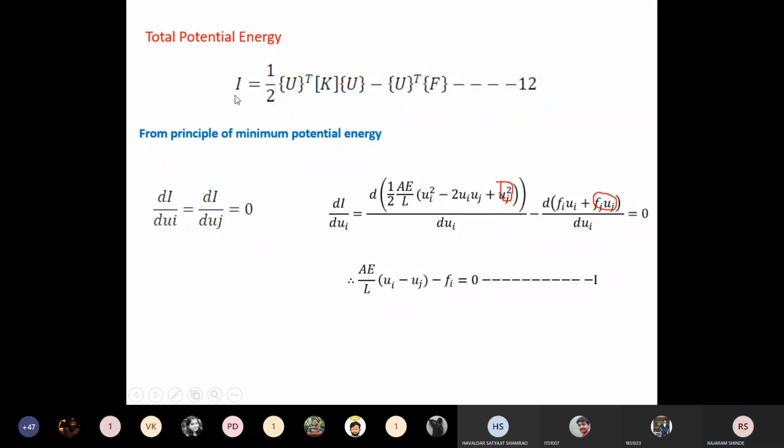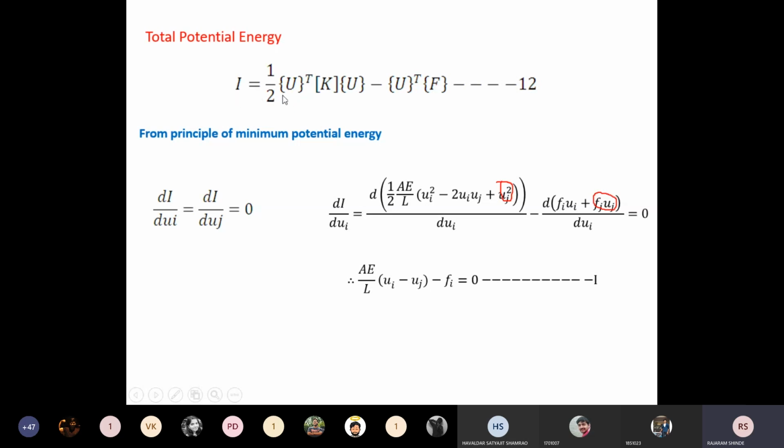Your potential energy is I. It is a function of u, the displacement. Am I right? Potential energy is a function of u. When this potential energy is minimum, its derivative with respect to u is 0.